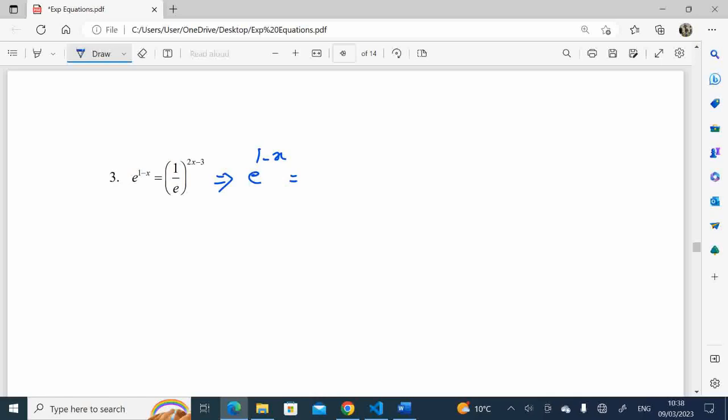So we write it as e over 1 to the power minus 2x minus 3. So we flipped this fraction and we multiplied the power by a negative. So we get e to the 1 minus x equal e over 1, which is e, to the power minus 2x plus 3.